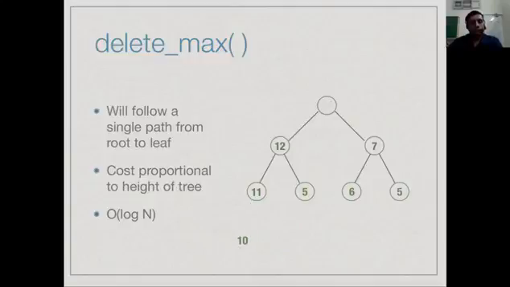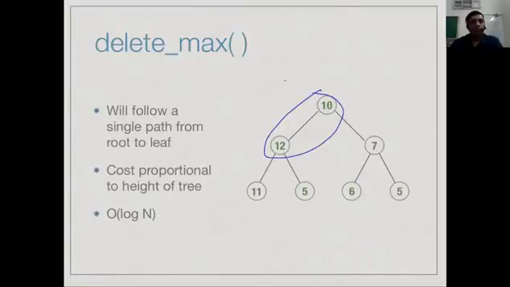And then I move the 10 from the last leaf to the top. Then I again have to fix this problem, right? So I exchange the 10 and the 12. Then I have to look at this and fix this problem. So the biggest of these three is 11. I fix the 10 and the 11 and I get it.